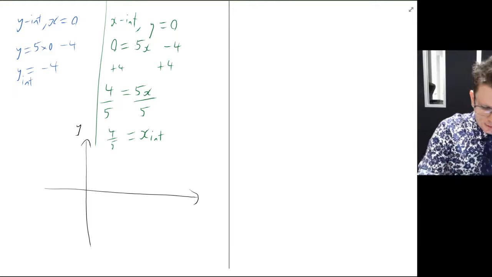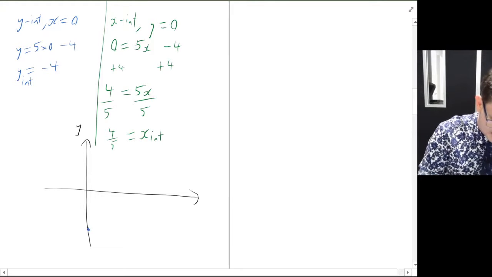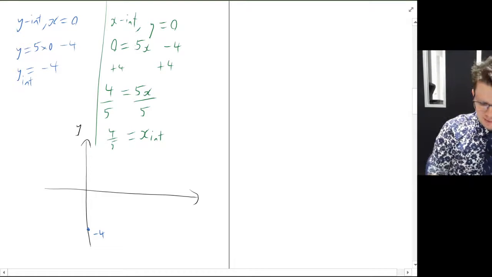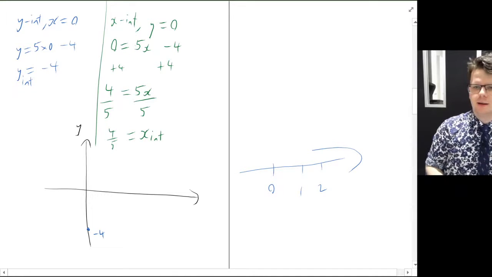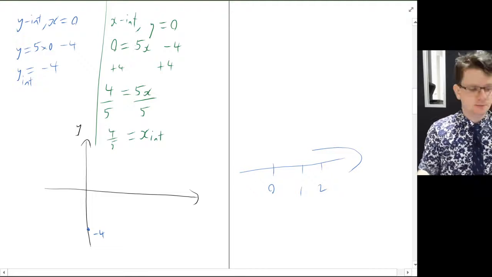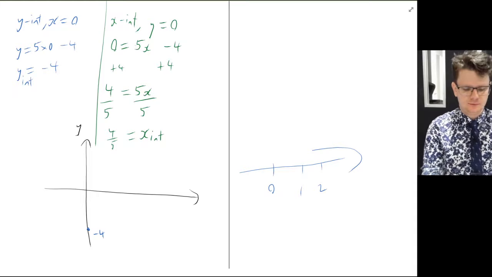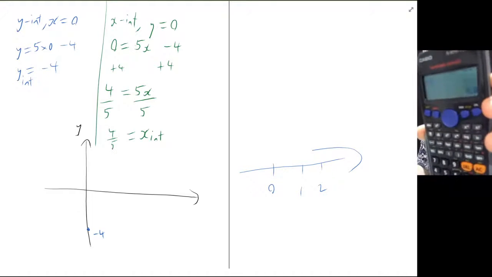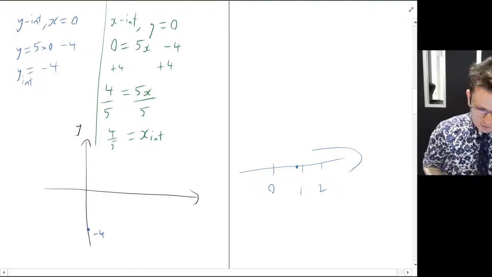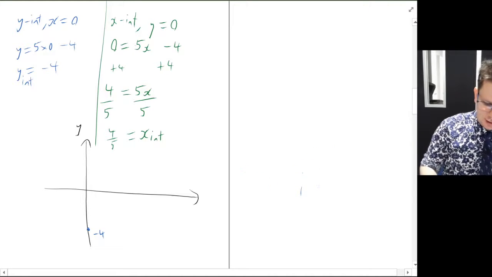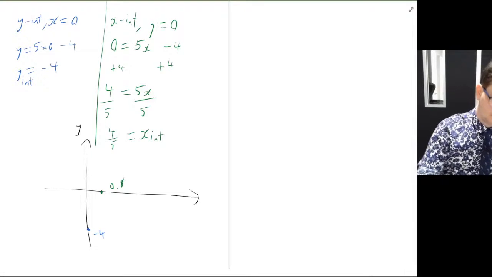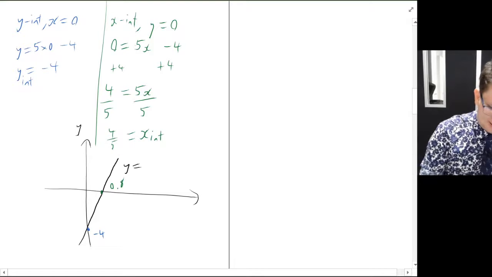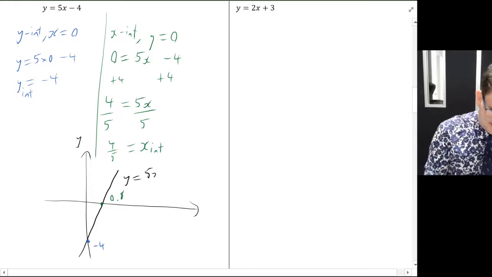Alrighty, so for my y-intercept, -4, that's down here somewhere. 4/5, well, if I think about a normal number line for a second, 0, 1, 2, where does 4/5 appear? Well, as a decimal, 4 divided by 5 is just 0.8. Well, 0.8 lives about here on the regular axis. So on my y-axis, it's going to live in the same place. 0.8. It's nearly 1, but not quite a whole. Draw my straight line through. Y is equal to, forgotten the equation already, 5x minus 4.